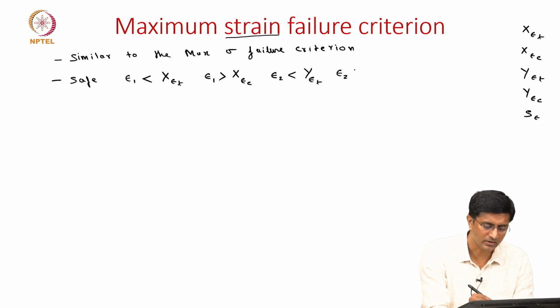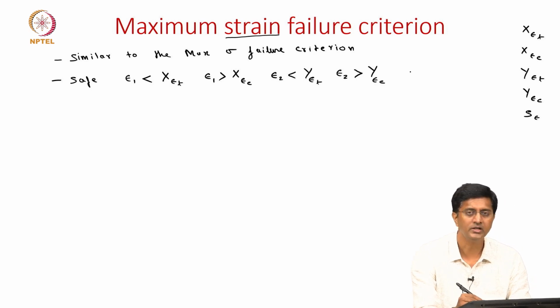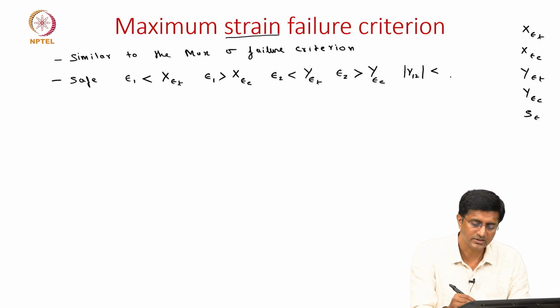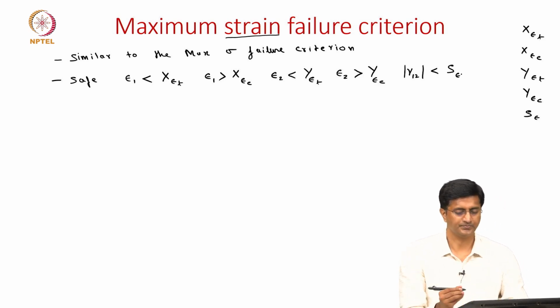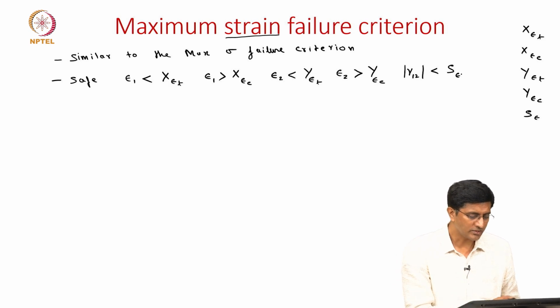And we also look at strain in compression loading. And finally, the shear strain, gamma 12, should be less than the corresponding failure strain. Okay. So we are saying that this composite material is safe if all these 5 criteria are met.